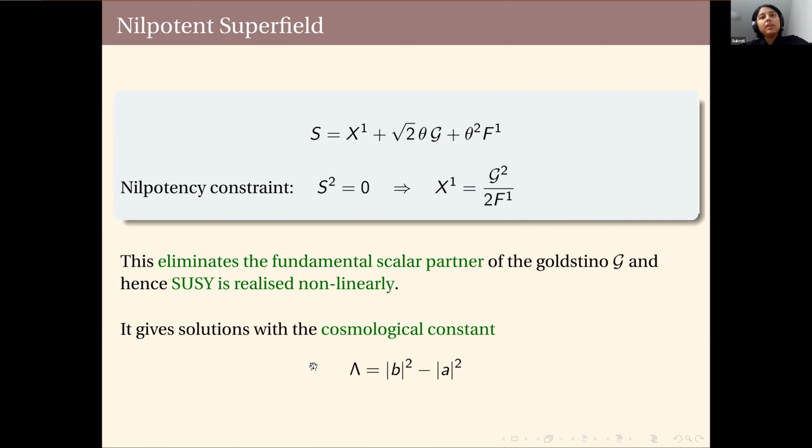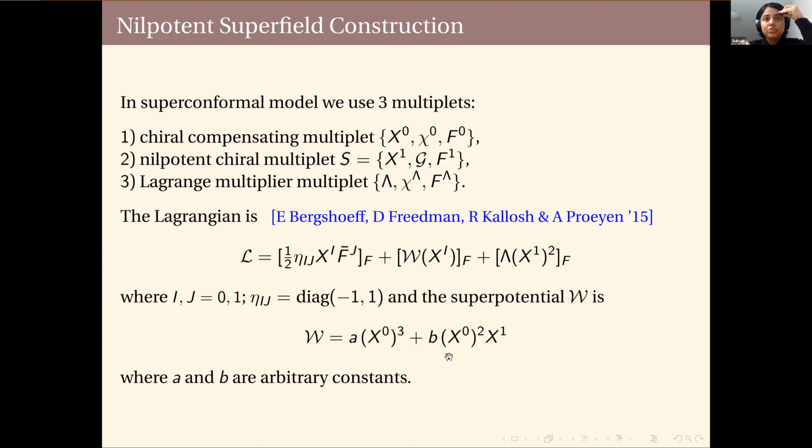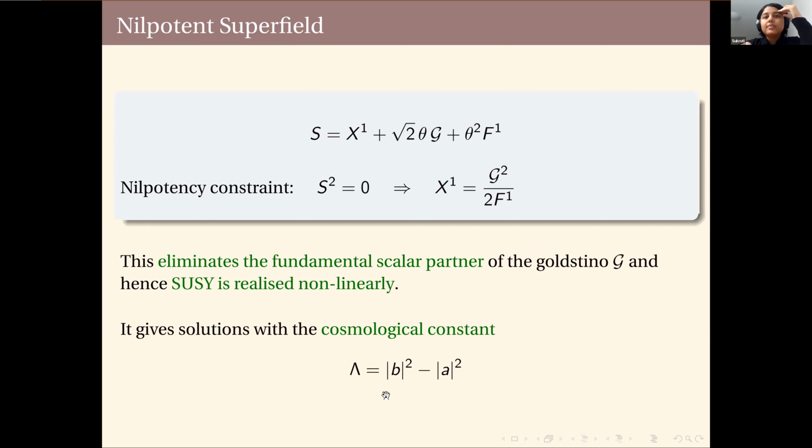And it also gives the value for the cosmological constant lambda, like this, in terms of the constants A and B, which appeared here in the superpotential. And since they were arbitrary constants, either of them can have a higher magnitude. And that's how we get this pure supergravity theory, which allows for both de Sitter and anti-de Sitter, and also obviously Minkowski solutions. So this is the approach that was used by Bergshoeff and collaborators.